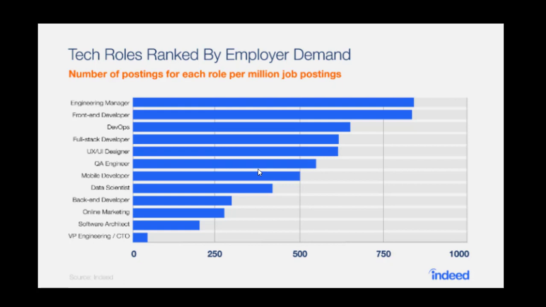Full stack is fourth. And you know what? For being a utility generalist, that's pretty strong. If you're a full stack developer that knows React and strong front-end technologies, you've got really good job opportunities out there. UX designer is fifth, then QA engineer, mobile developer, data scientist, backend developer, and so on and so forth.